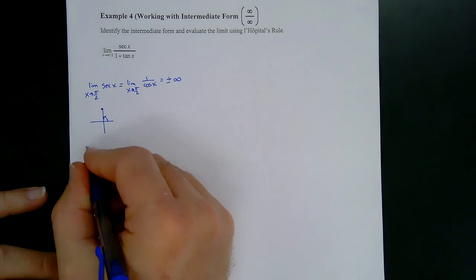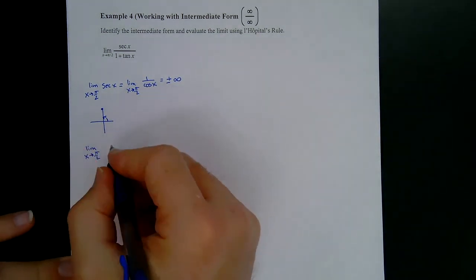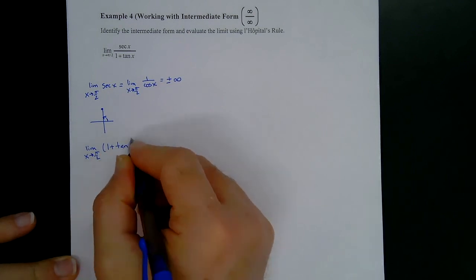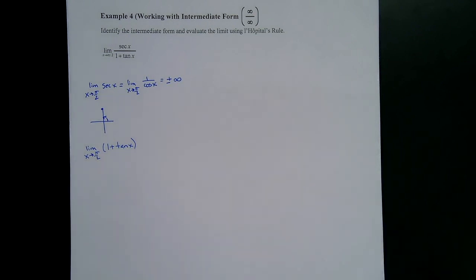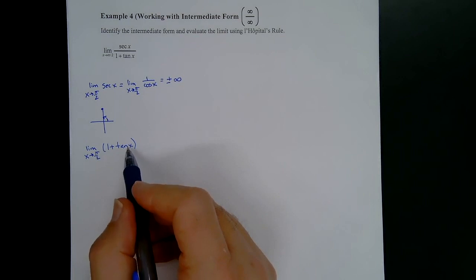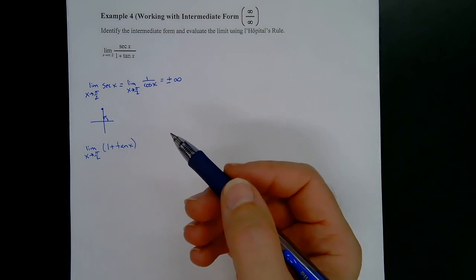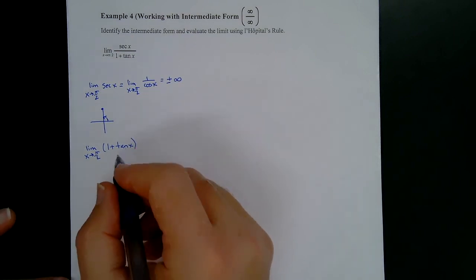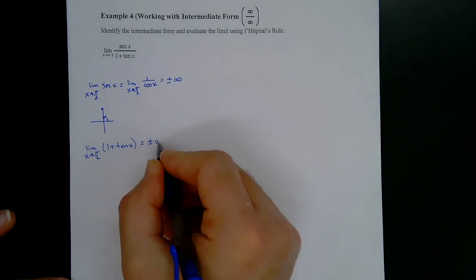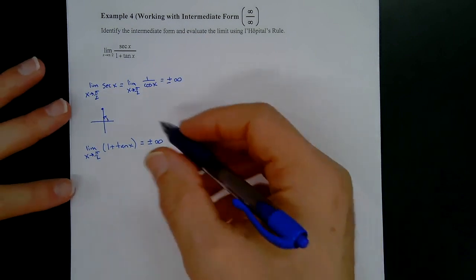And then we also have the limit as x approaches pi over 2 of 1 plus tan x. Okay, and 1 plus tan x, as we get closer and closer to pi over 2, this is also going to either go to infinity or negative infinity. Okay, so it helps to know the graph of tan x for this. So this is also going to be plus or minus infinity. All right, which tells us we can use L'Hopital's rule.